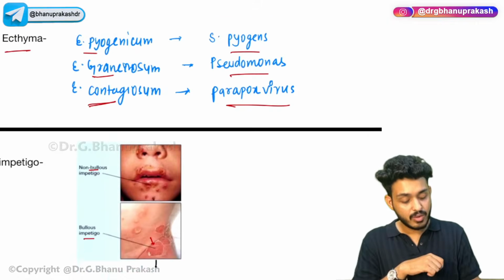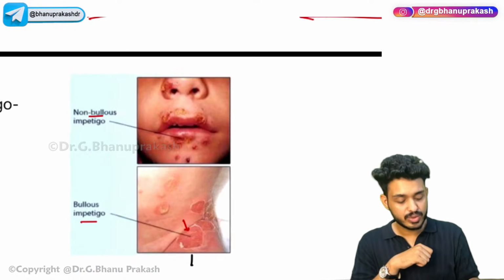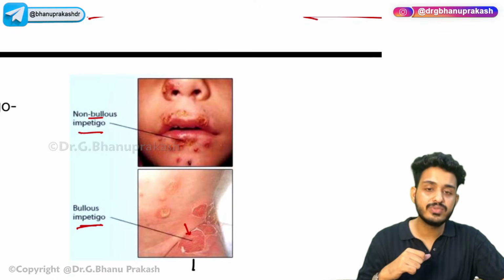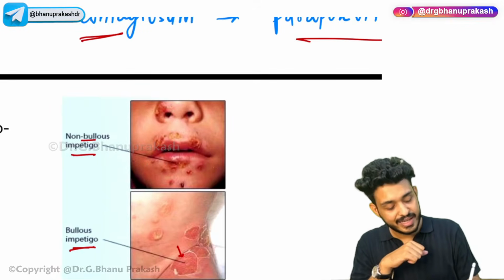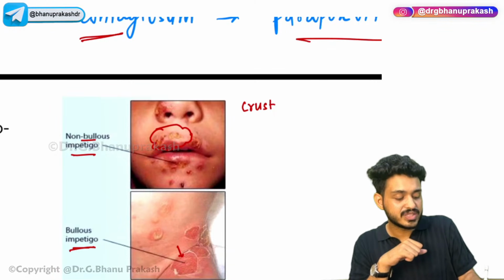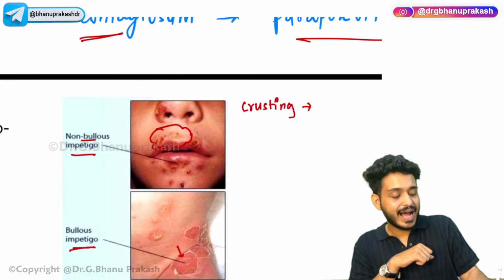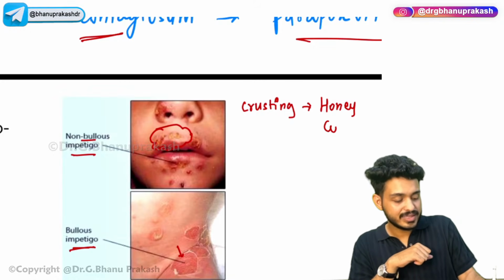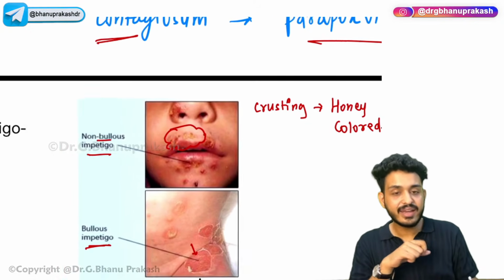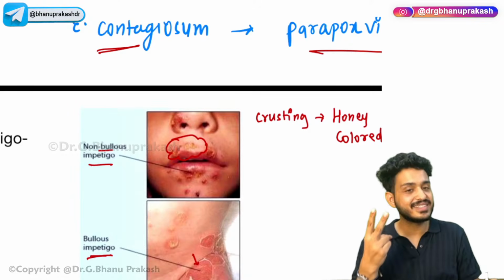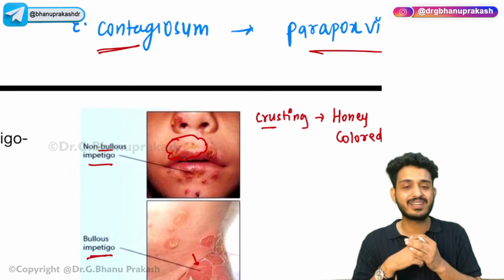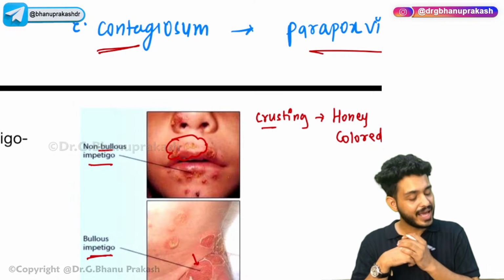Okay, now we will be discussing impetigo. Two things we have to remember: one is non-bullous impetigo, second one is bullous impetigo. First of all, we need to remember what is the cause. Okay, here can you appreciate this type of crusting? This is known as honey colored crusting. Honey colored crusting we have already seen, it is a type of secondary lesion. Crusting means what? There is some dried up exudate, right?